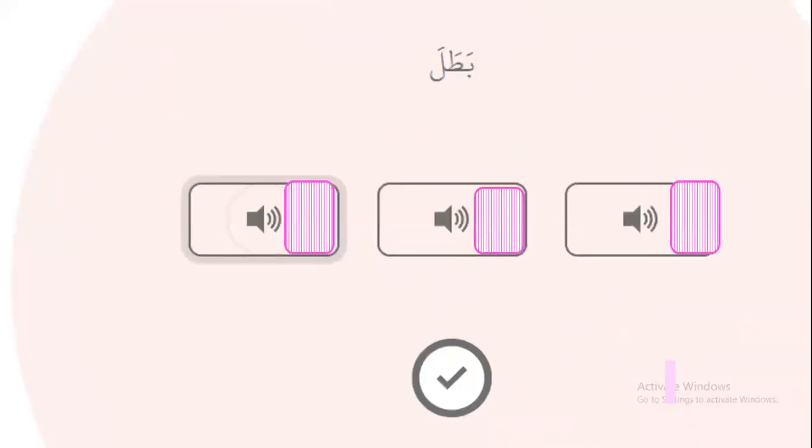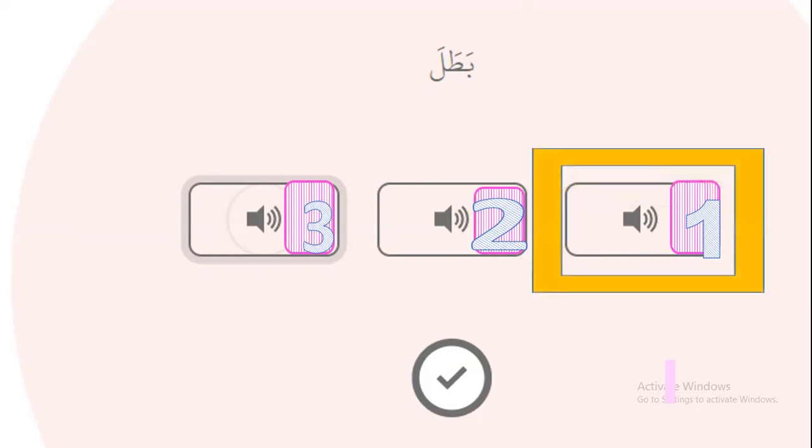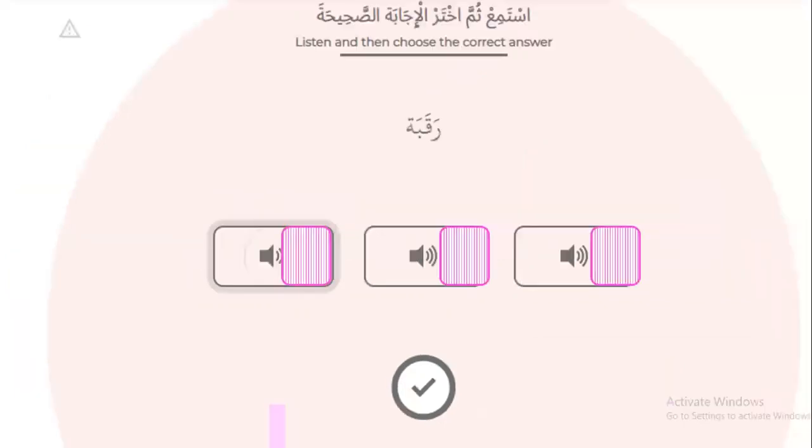Please look at the word and listen to the next sounds. The first sound, batala. This is the first one. The second one, بطل. The third one, مبطلون. Which one is right? The first one, بطل.